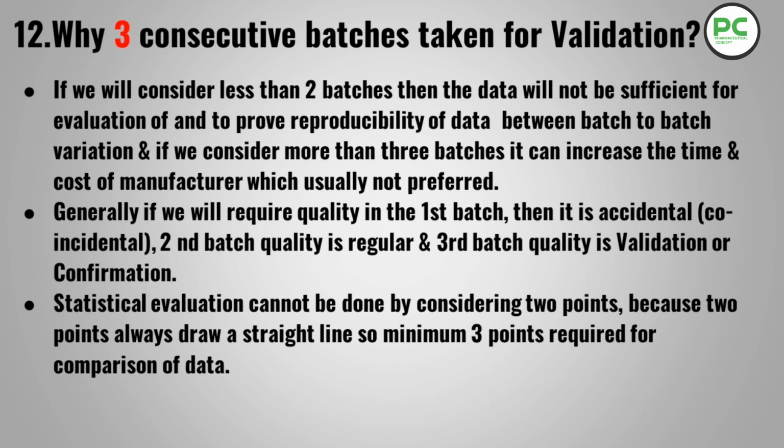Generally, if we achieve quality in the first batch, then it is accidental or coincidental. Second batch quality is regular. Third batch quality is validation or confirmation. Statistical evaluation cannot be done by considering 2 points because 2 points always draw a straight line. So a minimum of 3 points is required for comparison of data.